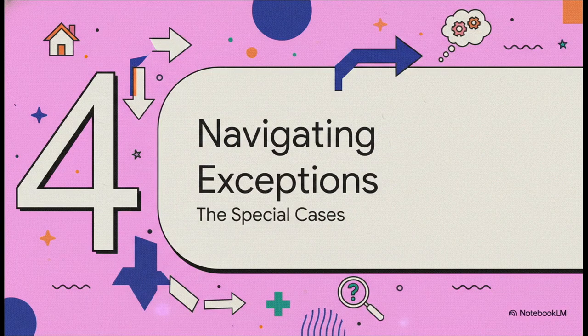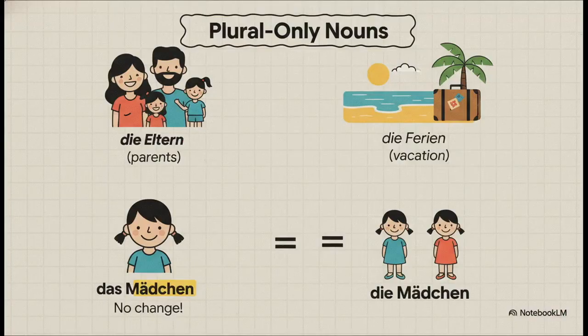All right, we've got the main patterns down. Now, let's talk about a few special cases. But don't worry, these aren't just random curveballs designed to trick you. They apply to really specific types of words, which actually makes them pretty easy to remember. So for starters, some nouns just only exist in the plural form. Think of words like die Eltern for parents or die Ferien for vacation.